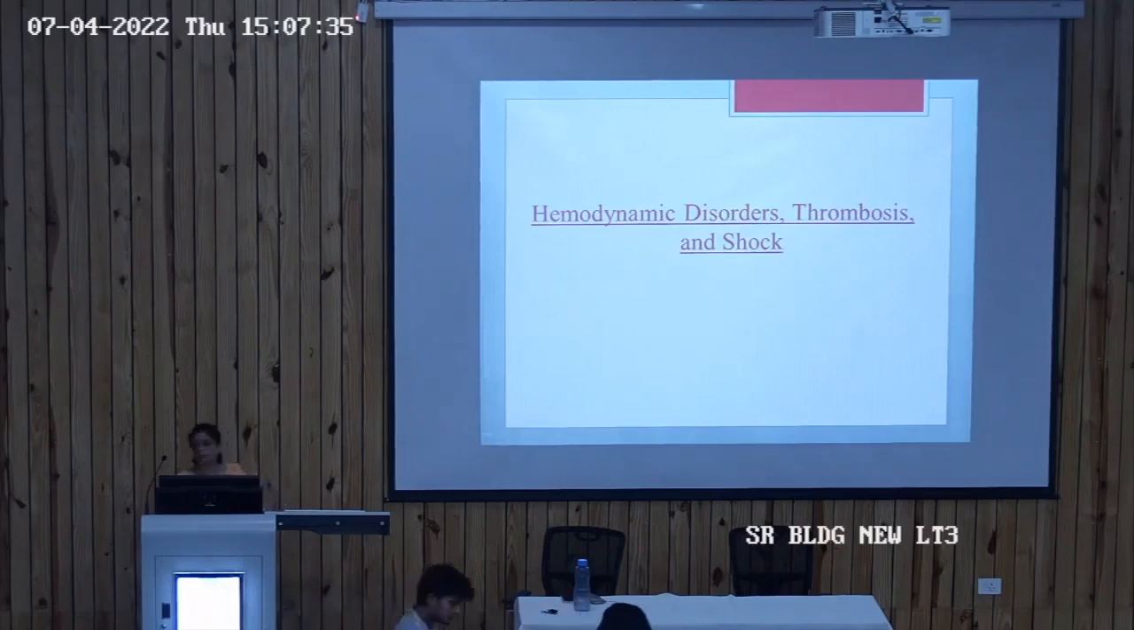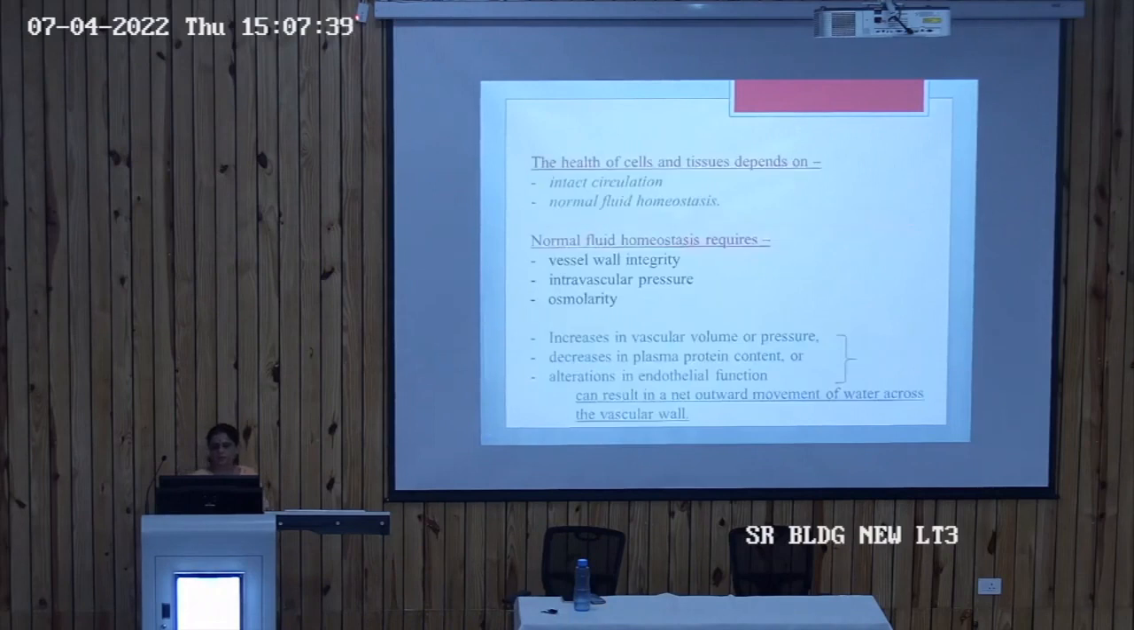Okay, so the chapter is hemodynamic disorders, thrombosis and shock. As we all know, the health of the cells and the tissues depends on intact circulation and normal fluid homeostasis. The integrity of the vessel wall is really important for normal homeostasis to occur, along with intravascular pressure and osmolarity. So these are the three factors which are important for normal fluid homeostasis.